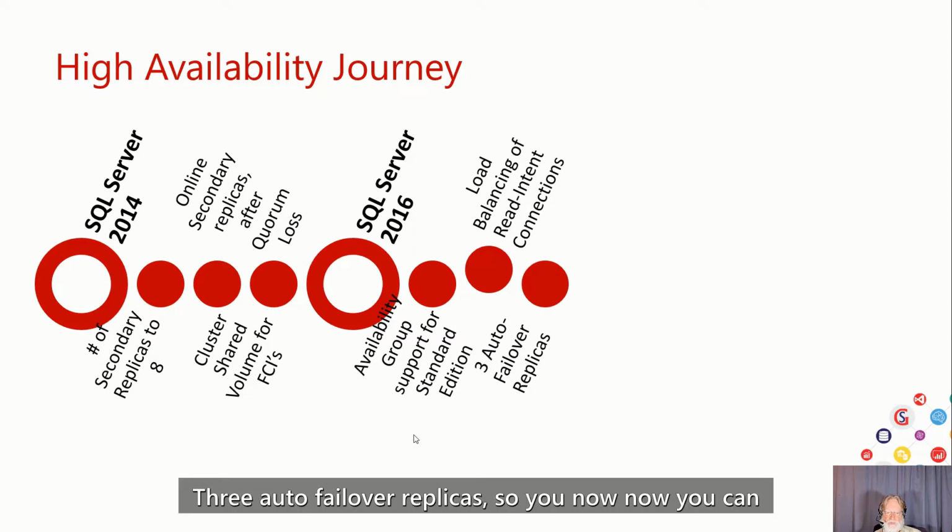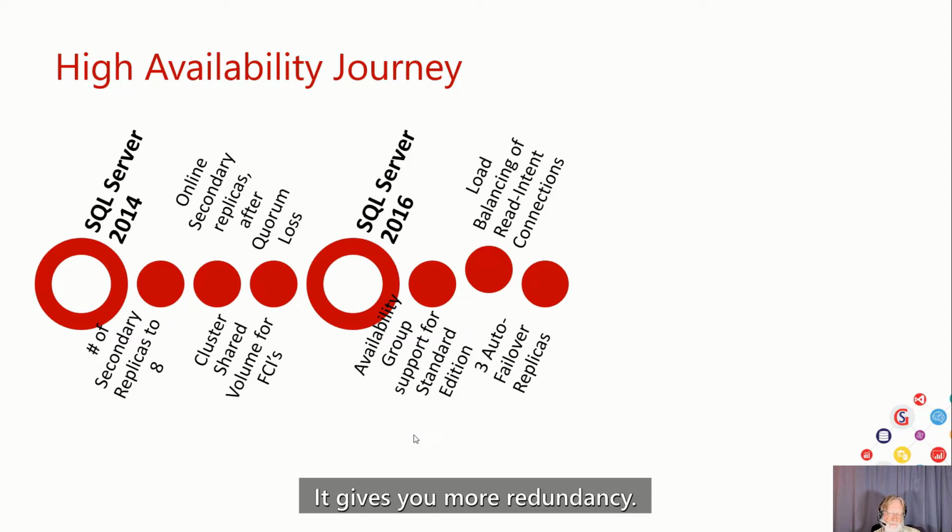3 auto failover replicas. So now you can have up to 3 replicas that are tagged to be auto failover replicas. It gives you more redundancy.